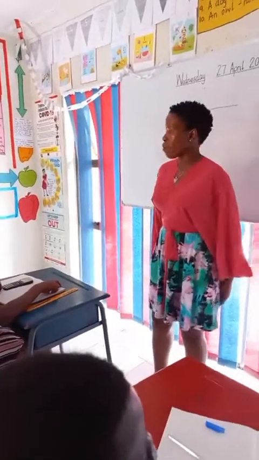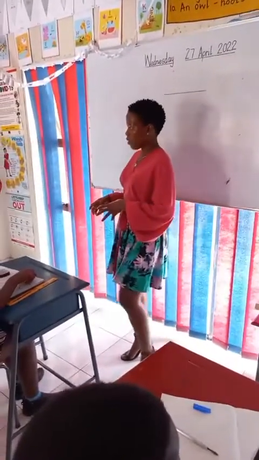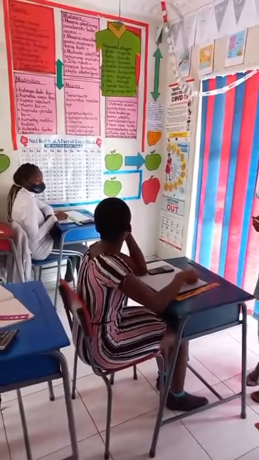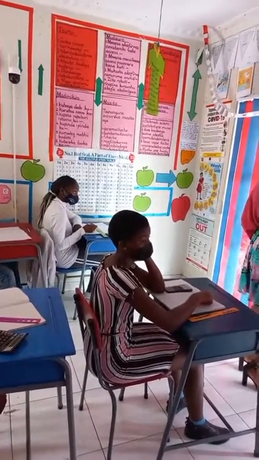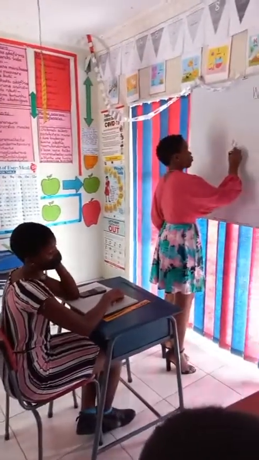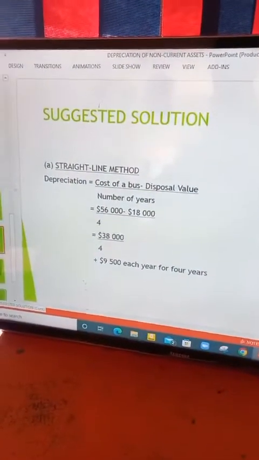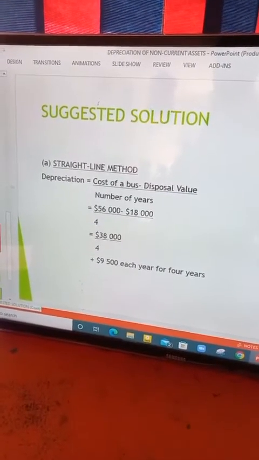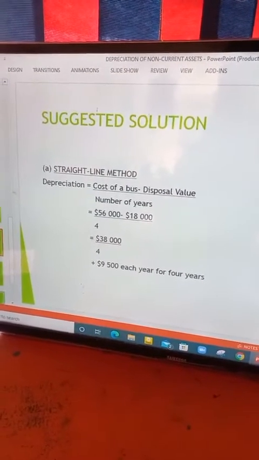What did I say is the formula of calculating depreciation using the straight line method? How do we calculate depreciation using the straight line method? The formula, yes, Ruba? Cost less residual value over number of years. Yes, so depreciation is equal to cost of a bus less the disposal value, all this over number of years.